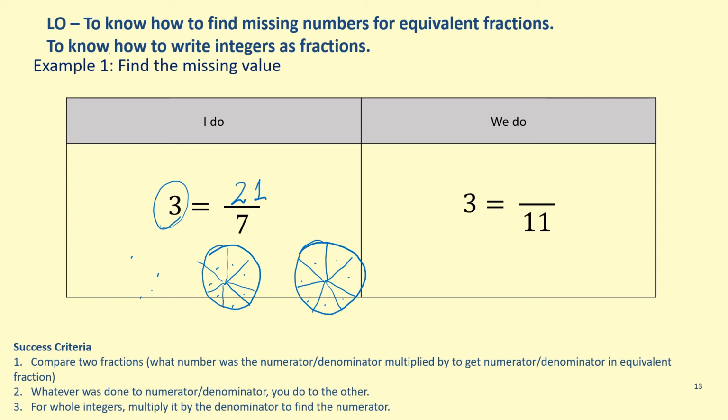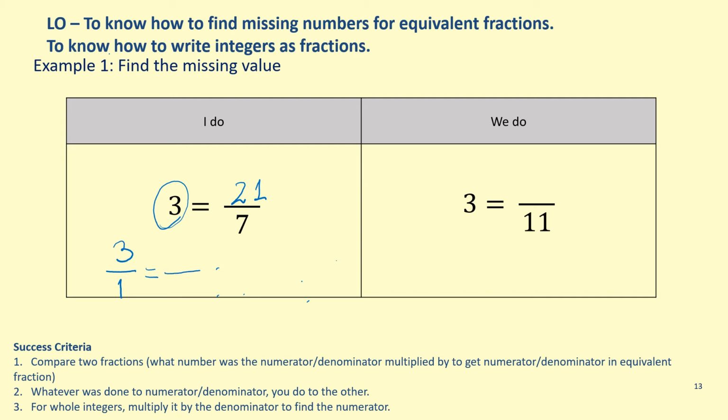The other way of doing it, a quicker way without drawing, is to write down 3 as 3 over 1. We should know that the integer 3 is the same as 3 over 1. So we can write this as 3 over 1 is equal to something over 7. We are looking for the numerator. Compare the denominators this time.